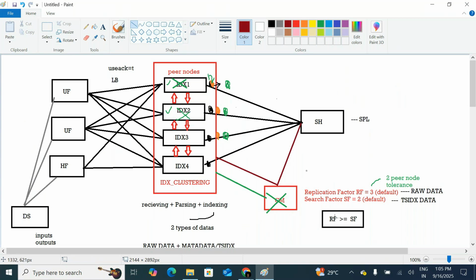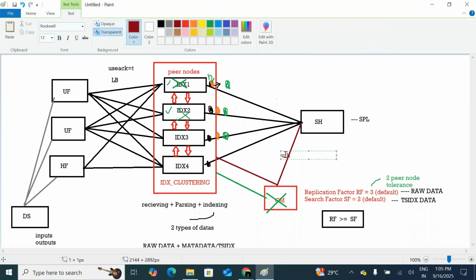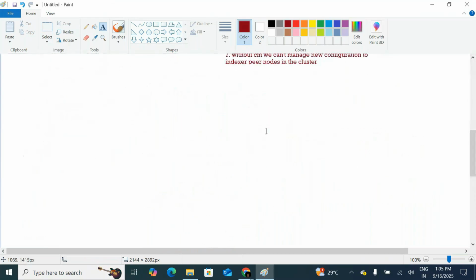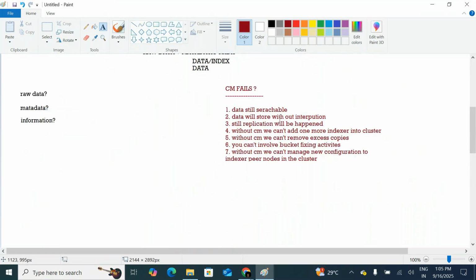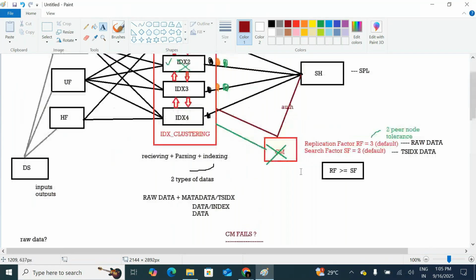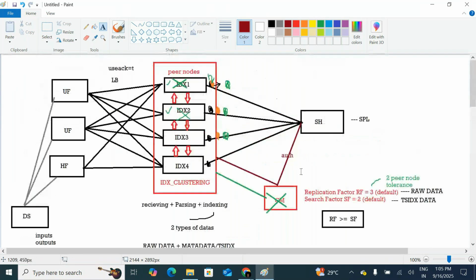This is for authentication purposes, sir. Now you are already authenticated, na? That's why even though CM fails, data is still searchable. I already told you, data will be stored without interruption. Data is still searchable. Why? Because you already got authentication previously. Okay, understand, sir?